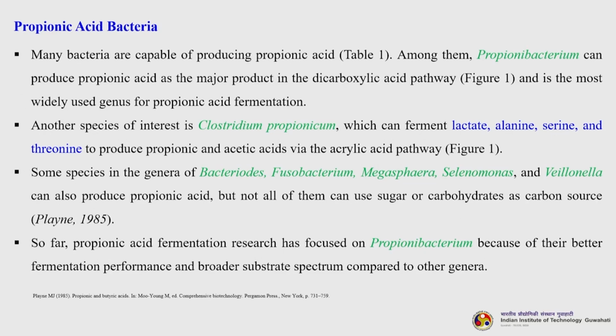Another species of interest is Clostridium propionicum, which can ferment lactate, alanine, serine and threonine to produce propionic acid and acetic acid via the acrylic acid pathway. The second pathway, we will go to that.